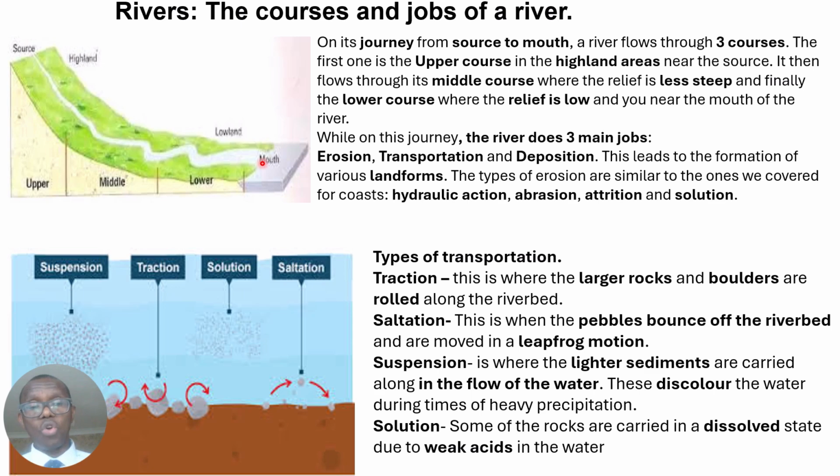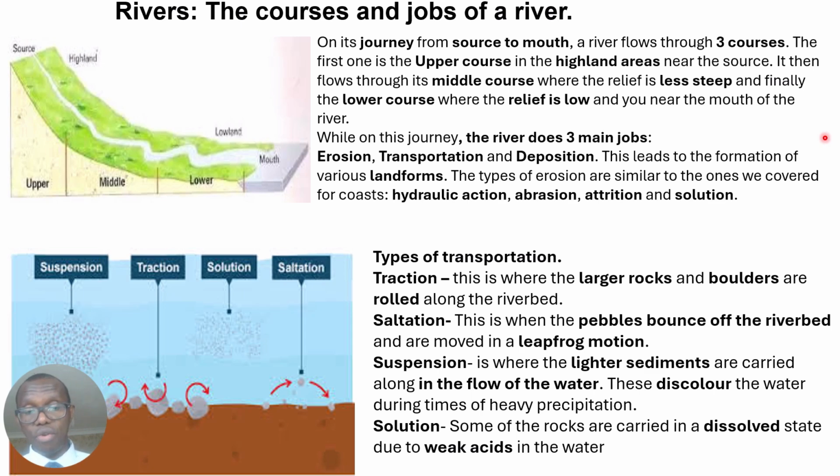While the river is moving, it will do three main jobs. It's going to erode material, transport that material, and then deposit that material. Those processes of erosion, transportation, and deposition lead to the creation of various landforms. Again, the types of erosion are similar to the ones we talked about when studying coasts: hydraulic action, abrasion, attrition, and solution. So now we have types of transportation.